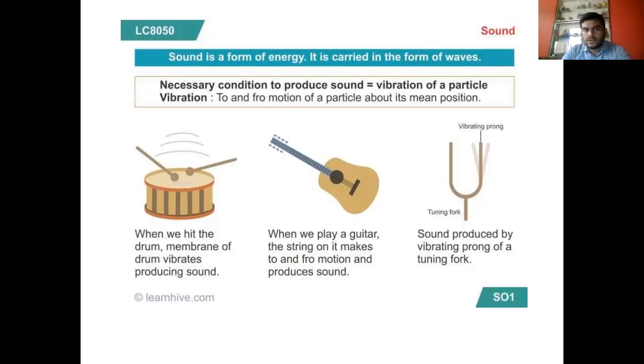It's called vibration. Some examples of vibration: when we hit the drum, the membrane of the drum vibrates, producing sound. The second example is the guitar. When we strike the strings on a guitar, the string makes a to and fro motion and produces sound. Then the tuning fork: sound is produced by the vibrating prongs of a tuning fork.